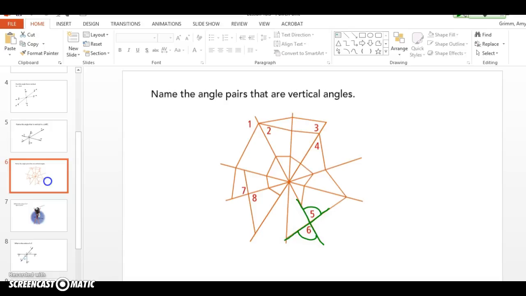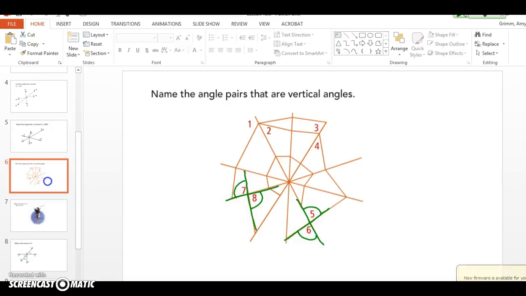Okay, name another one. India. 7 and 8. Okay, here is a line. Here is a line. Those are straight. 7 and 8 are vertical from each other. Okay, are there any more? And if you don't think there are any more, justify why you don't think there are any more.